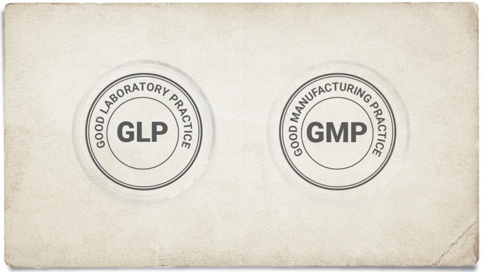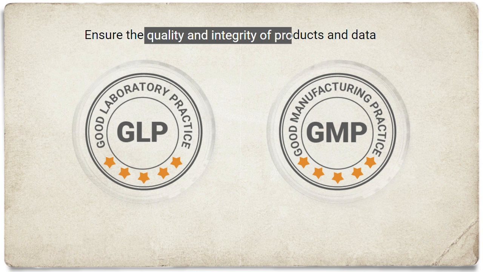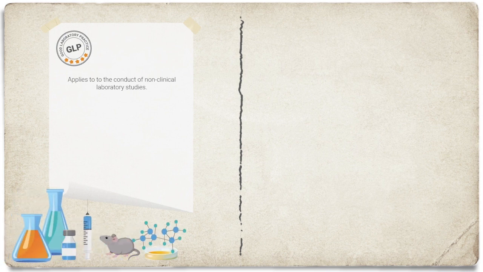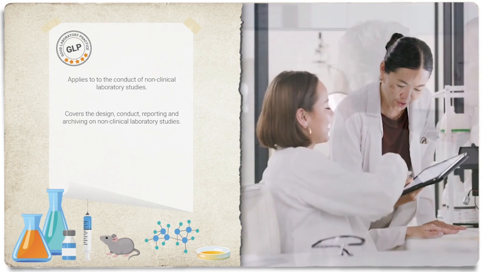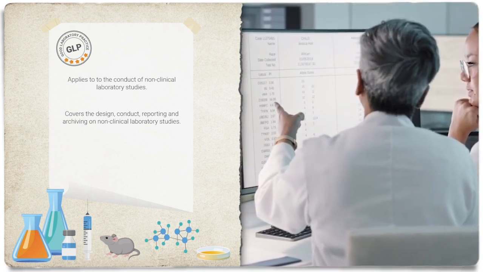Good laboratory practices, GLP, and good manufacturing practices, GMP, are two sets of regulations that are designed to ensure the quality and integrity of products and data. GLP is a set of regulations that apply to the conduct of non-clinical laboratory studies. These studies are typically used to assess the safety of new medicinal products and medical devices.